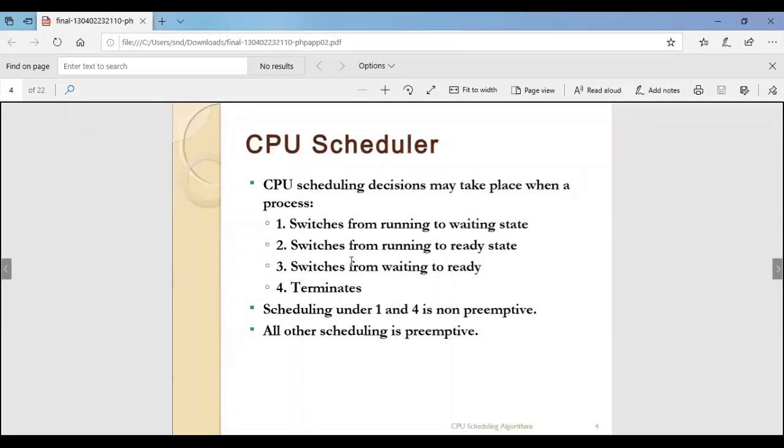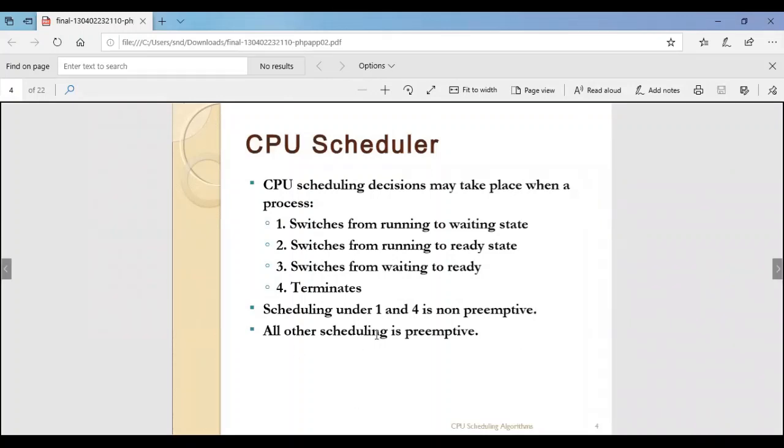Now, scheduling under 1 and 4 is non-preemptive. What does that mean? It should run to completion. We cannot preempt that process. Suppose your process P1 is running and it requires 10 milliseconds. It should run for 10 milliseconds and complete execution. We cannot stop the execution of that process. That is called non-preemptive.